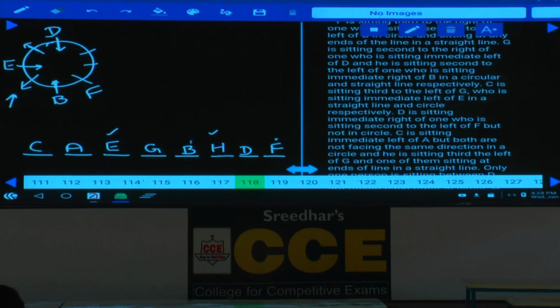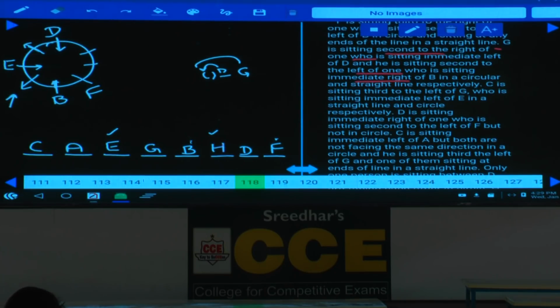G is seated second to the right of this person. Now some person is here. G is seated second to the right of the one who is seated at the immediate left of D, and he is seated second to the left of the one seated at the immediate right of B in a circle and a straight line. Now we need to find out this G, C, D and the other person. Now D is here. As D is here, tell me where should this be between D and G? How many persons should be there?